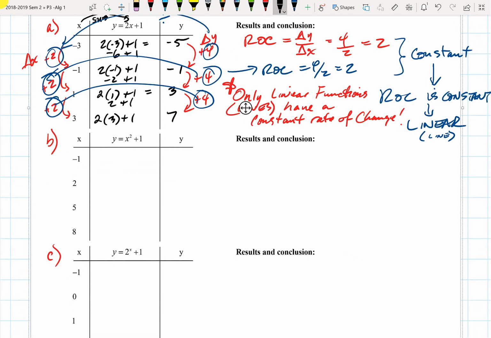Okay, next one here. Let's take a look at this one here. We have a quadratic. We have degree 2. So this is a quadratic function, degree 2.